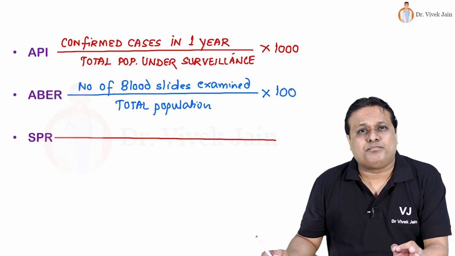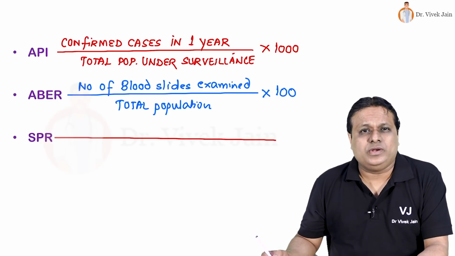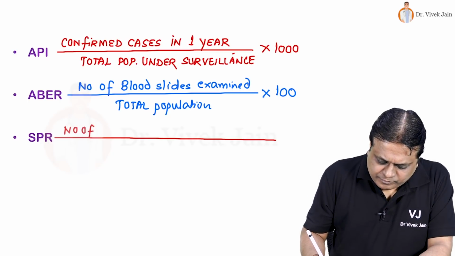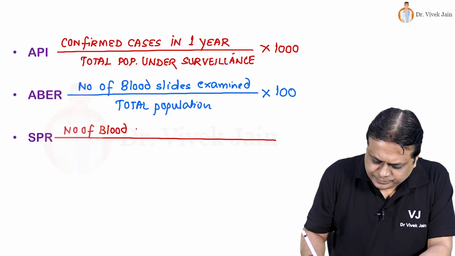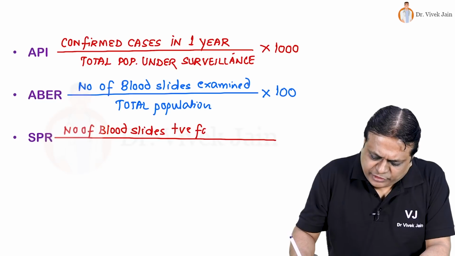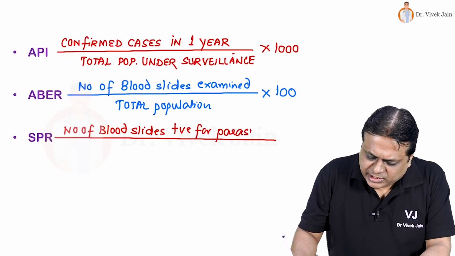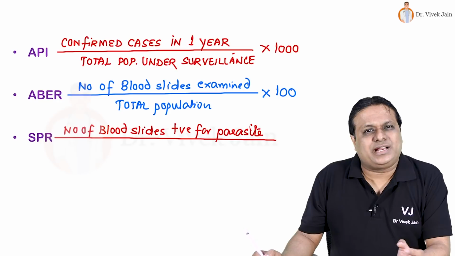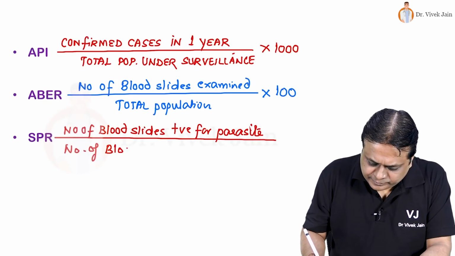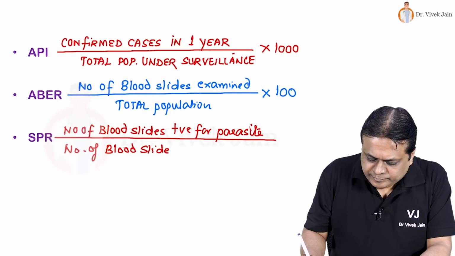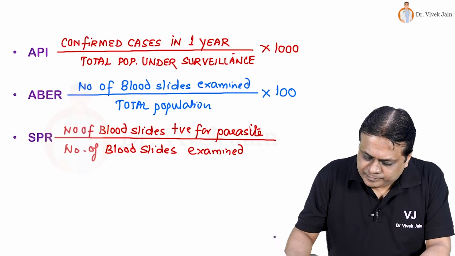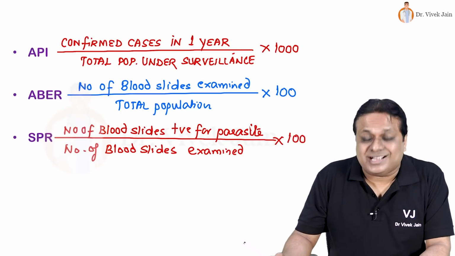SPR, slide positivity rate. How do we calculate? Numerator is number of blood slides that are positive for the given malarial parasite, and denominator expectedly is total number of blood slides that are examined, and multiplier is again 100.